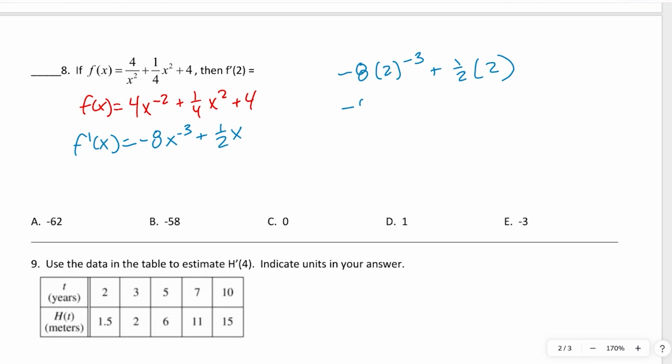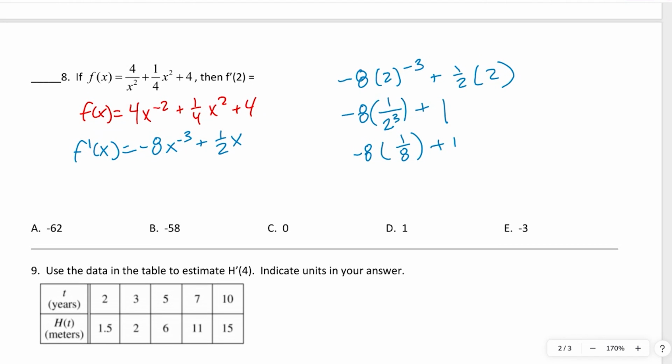So I'm going to try to rewrite that as a fraction and see if I can make more sense out of that. So that'd be 1 over 2 cubed plus half of 2. I can do that. That's just 1. Now 2 cubed is 8. So what we have here is negative 8 times 1 over 8 plus 1. So this is actually going to work out pretty nicely because 8 divided by 8 is just 1. So we have negative 1 plus 1 is 0.